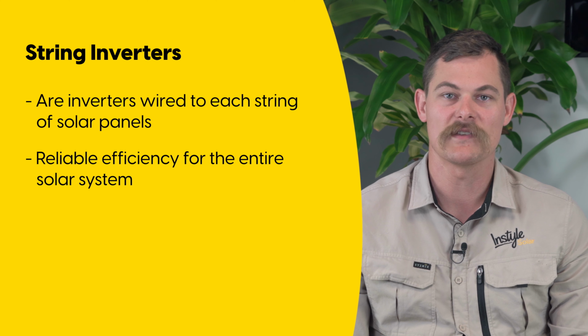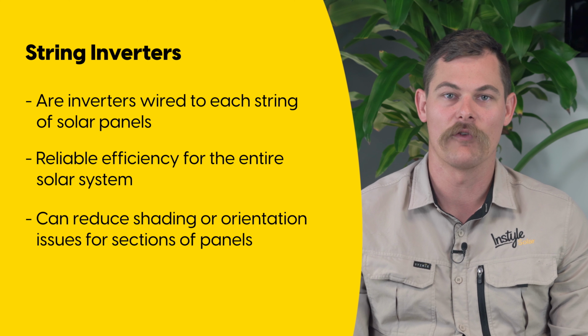Having multiple strings means that if one section of the roof is getting shade or is at an orientation that will produce less energy, then it won't affect the overall productivity as much as it would if the entire system was using a singular central inverter.